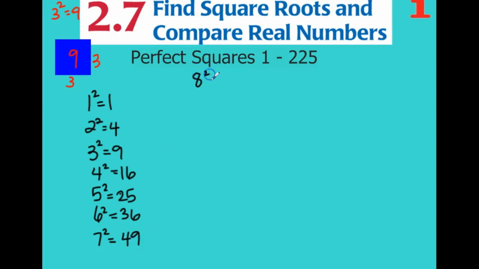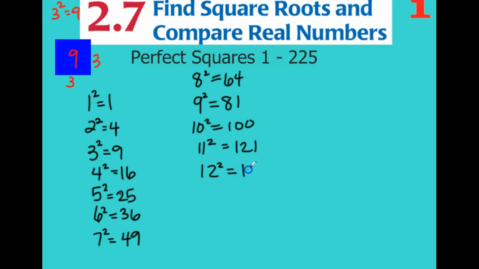8 times 8, or 8 squared, is 64. 9 times 9, or 9 squared, equals 81. 10 times 10 is going to give us 100. 11 squared, or 11 times 11, is actually 121. 12 times 12, or 12 squared, is 144.